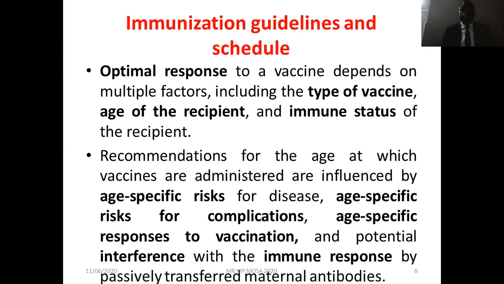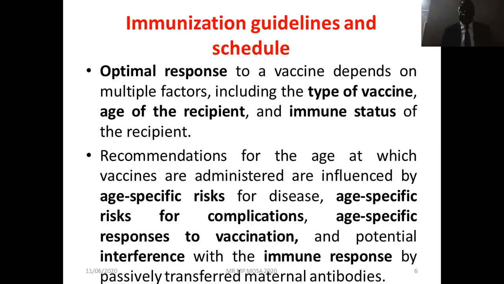Let us look at the immunization guidelines and schedule. Optimal response to a vaccine depends on multiple factors, including the type of vaccine, age of the recipient, and immune status of the recipient. So we're saying for these vaccines to work properly, they depend on a lot of factors such as the type of vaccine that is being given. Also, it depends on the age of the recipient, the person who is receiving the vaccine, as well as the immune system of that person, which plays a very important role as far as efficacy is concerned.